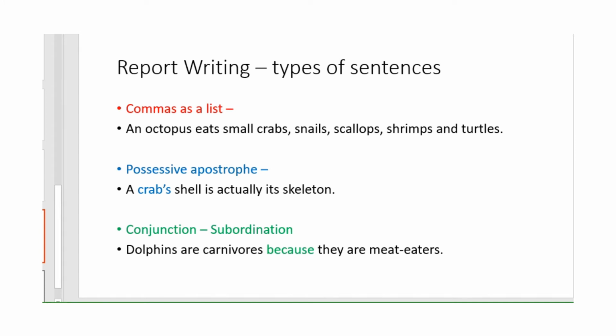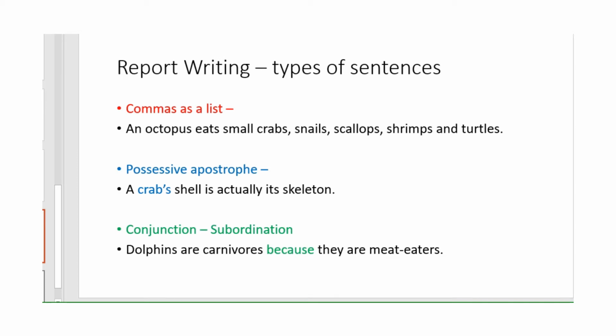Now then, in it, I've then put types of sentences, things that you might put in your fact file. So commas in a list. So the subheading could be diet, and then I've done it as: an octopus eats small crabs, comma, snails, comma, scallops, comma, shrimps and turtles. Remember that we never put a comma before the and.